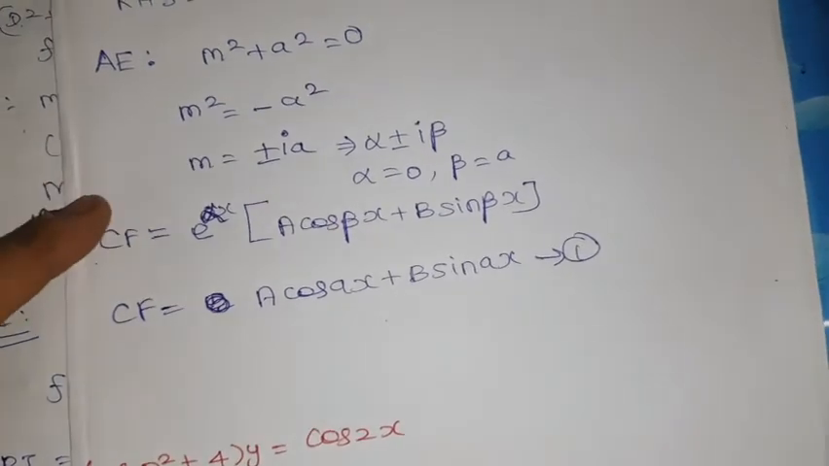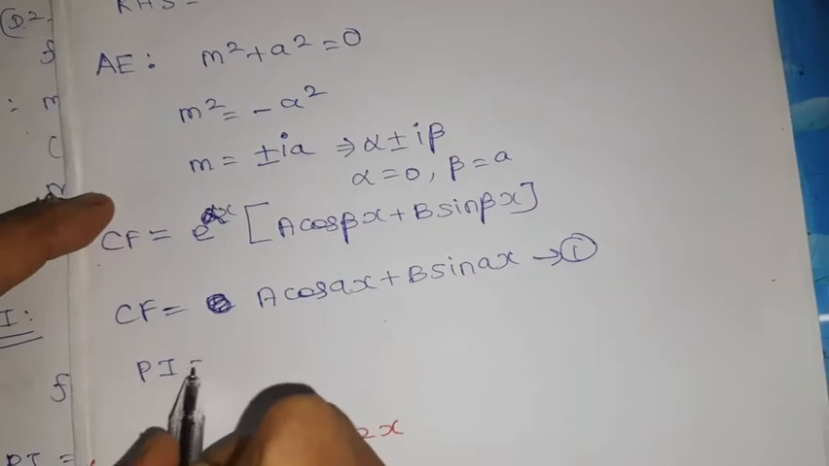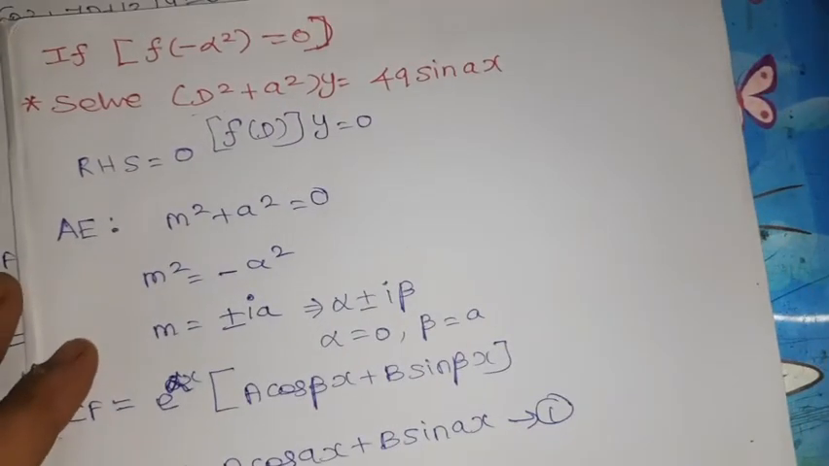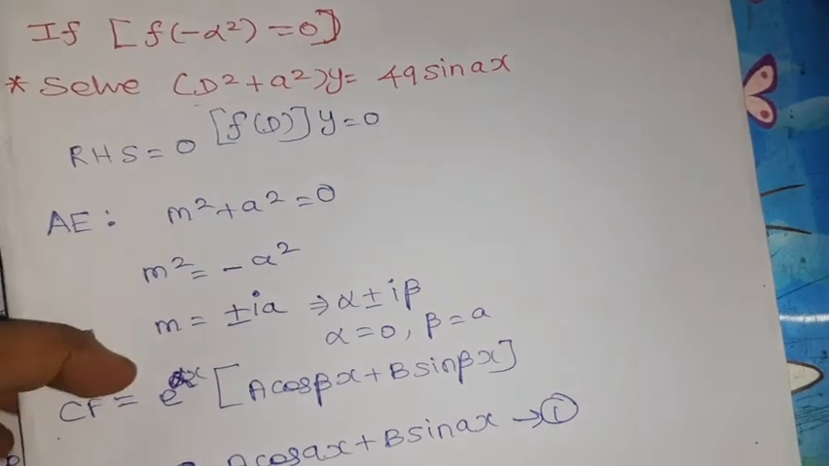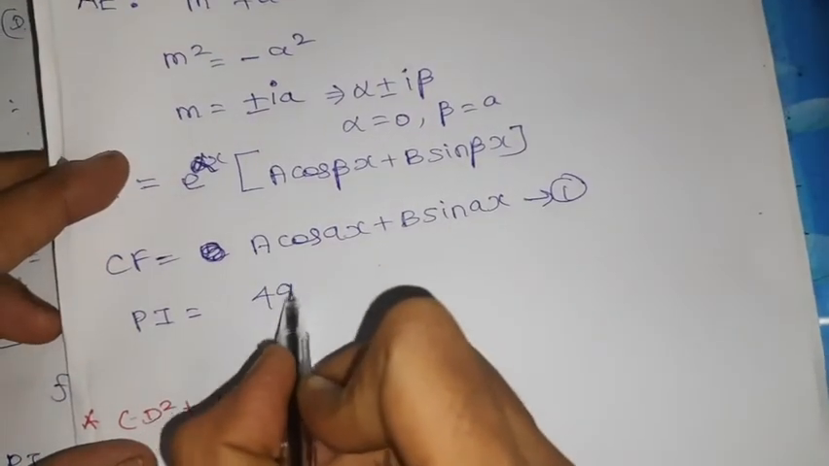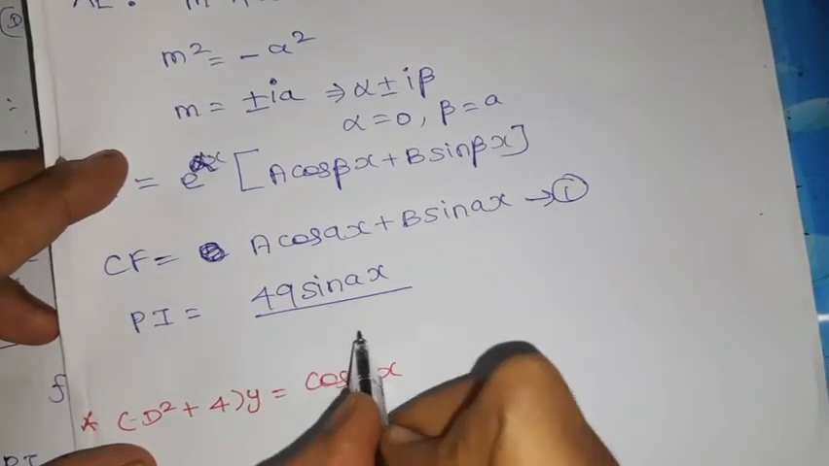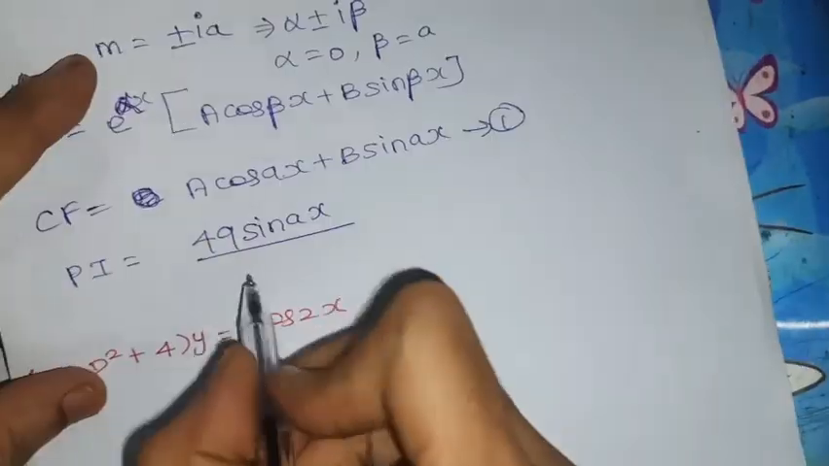Then, what is the next procedure? We need to find the particular integral. The particular integral is nothing but the RHS, 49 sin ax, divided by f of d. F of d is d squared plus a squared.